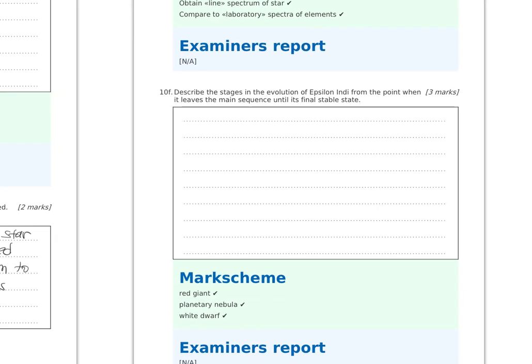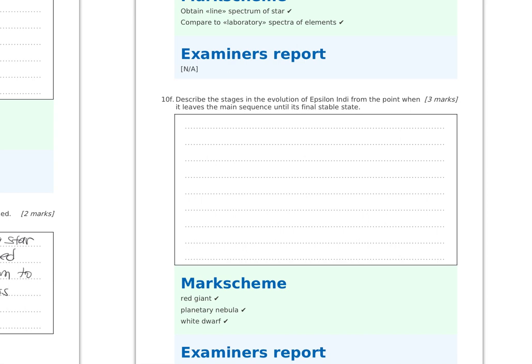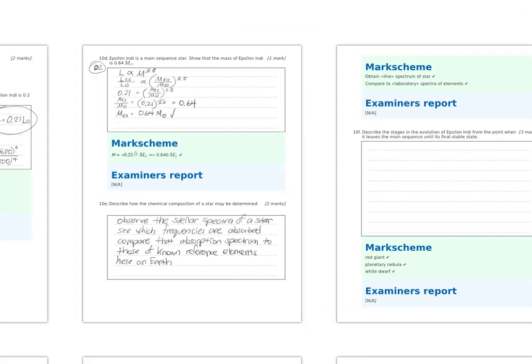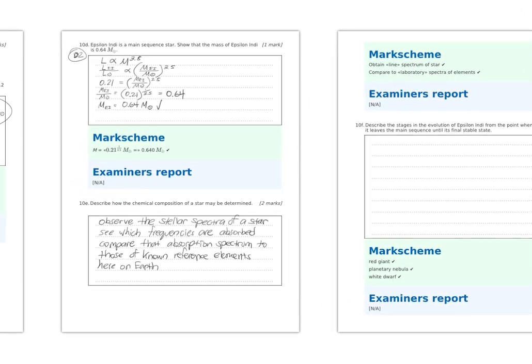Stages in the evolution from the point when it leaves the main sequence until its final stable state is going to be the same as the sun. Oh, actually, do we know that for a fact? Let's see, it's 0.64 the mass of the sun.